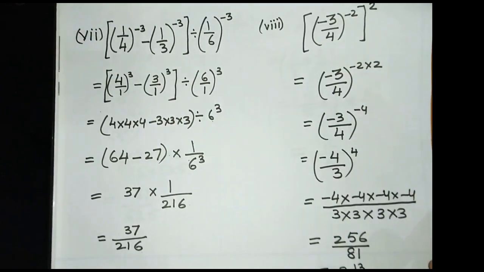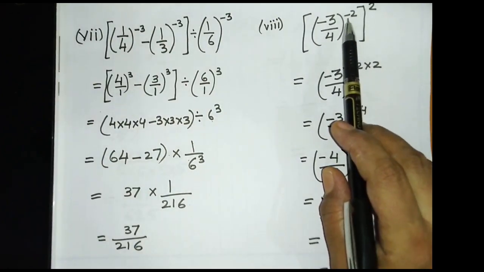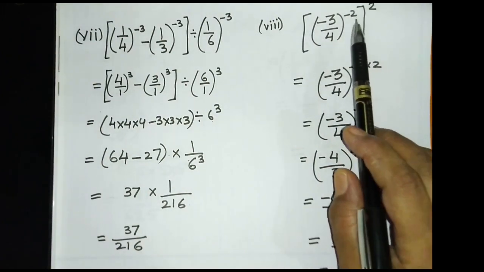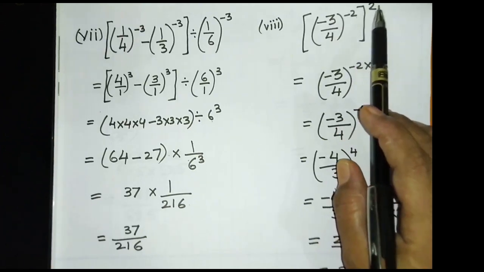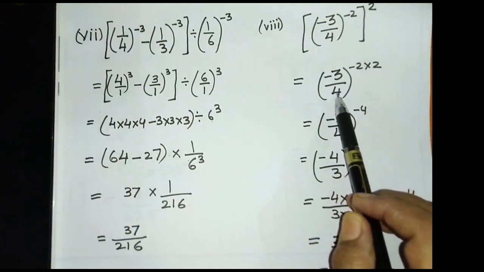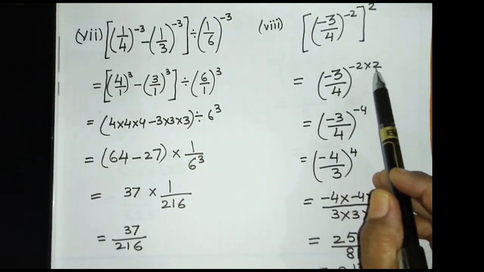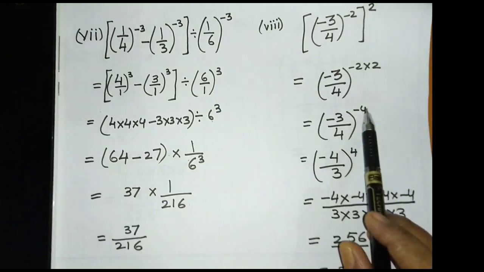Let us go to the next sum, 8th sum. Now this is power of power. Okay, we have 2 powers, so we have to multiply them. Minus 3 by 4 raised to minus 2 into 2. Minus 2 into 2 is minus 4.